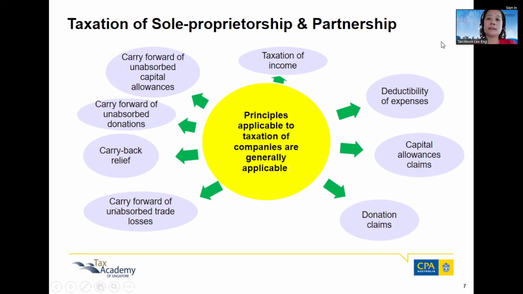So next, I will be looking at the taxation of sole proprietorship and partnership. This is just an overview to say that in the next few slides, we'll be touching on sole proprietorship and partnership. We'll be looking at deductibility of expenses and capital allowances claim. We're looking at donations, carried forward, carried back, unabsorbed losses, CA, etc. This will be in the later slides. This is just an overview.